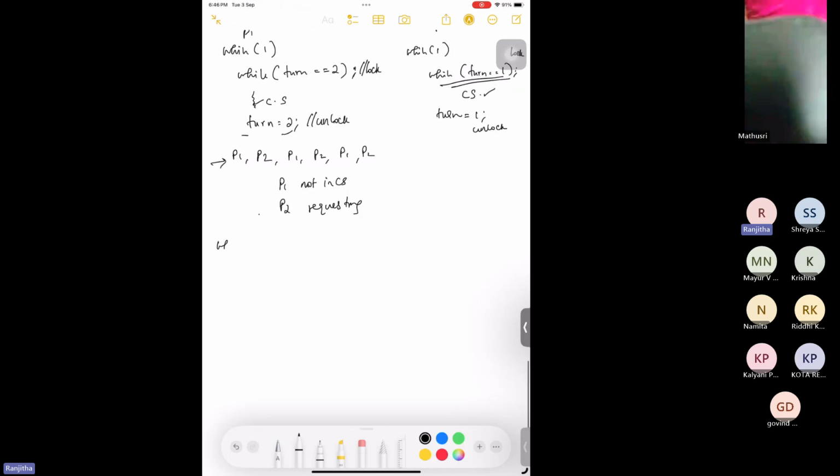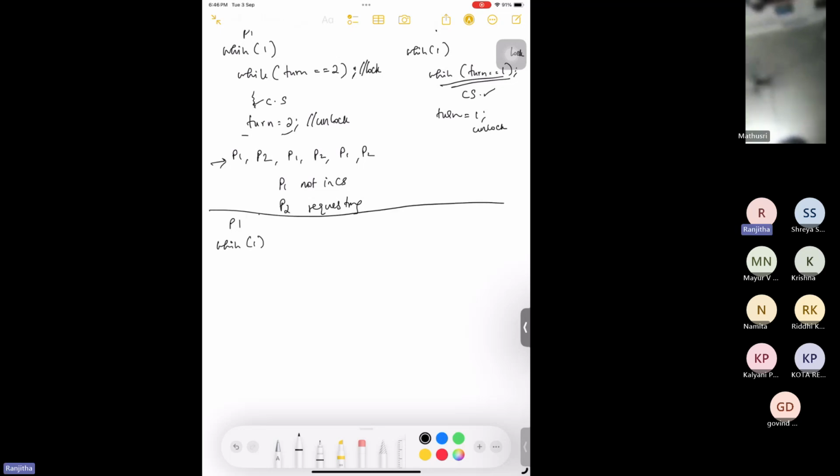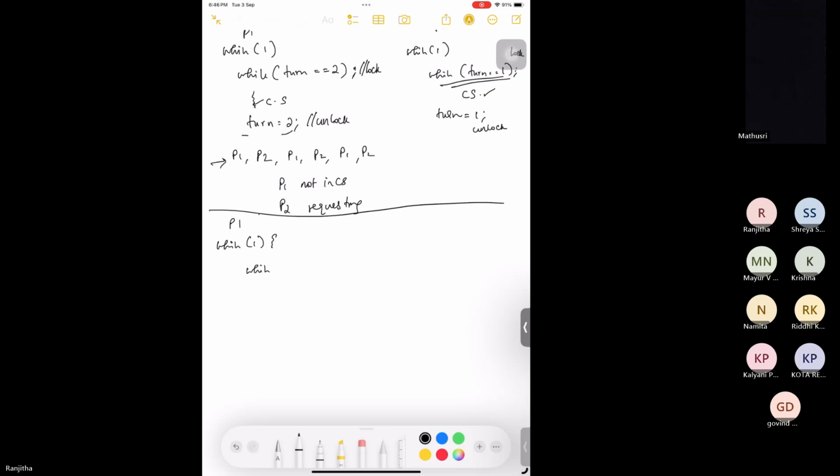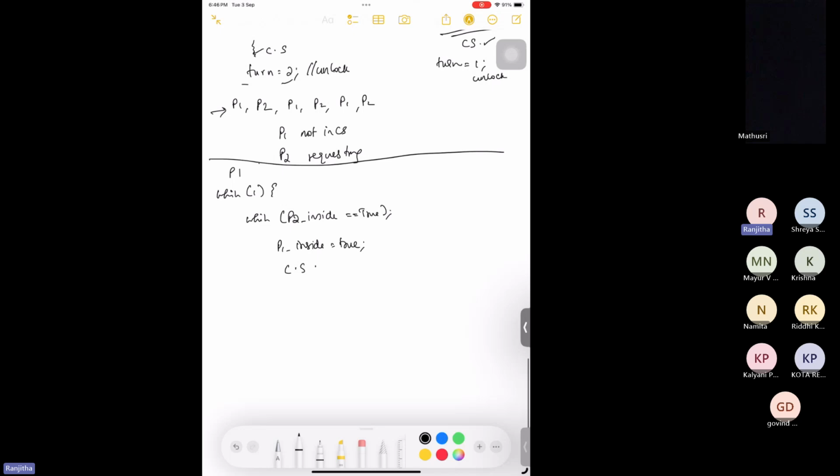So, for example, P1: while P2 inside equal to true, wait. Then in the critical section, then P1 inside is false. Okay, so here we end. So these two form the lock. This is the unlock.